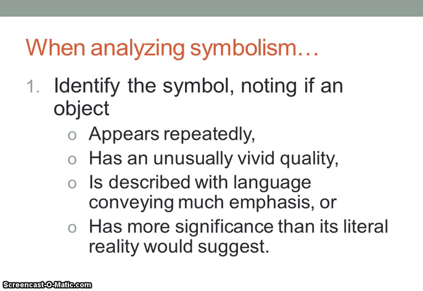So there are three things to do when you're looking to analyze what a symbol could mean. First off, you need to identify the symbol, noting if the object appears repeatedly, has an unusual, vivid quality, so how does it really stand out, how it is described with language conveying emphasis, or has more significance than just the literal meaning, so go beyond the obvious.